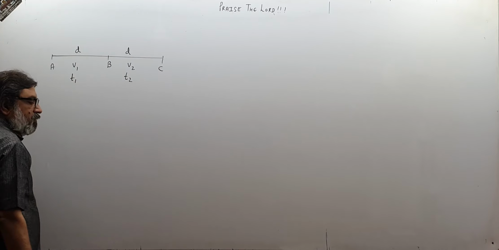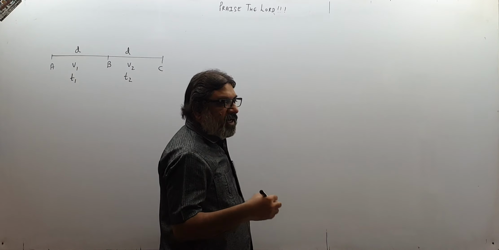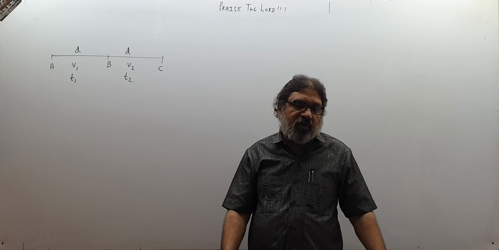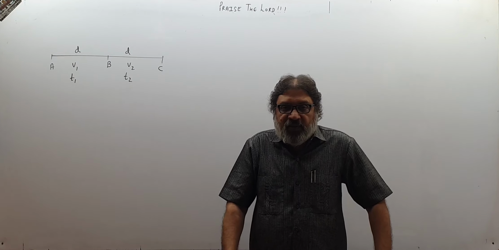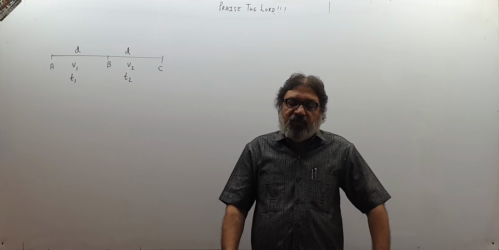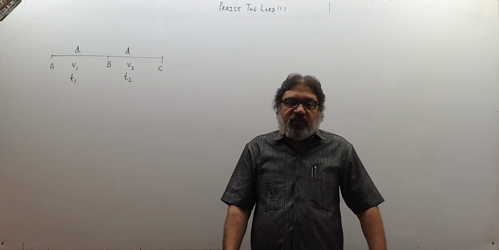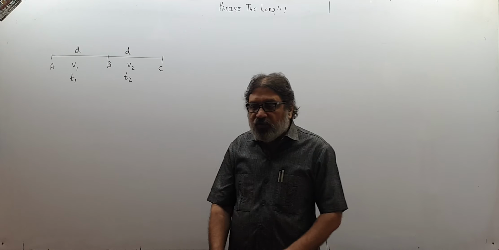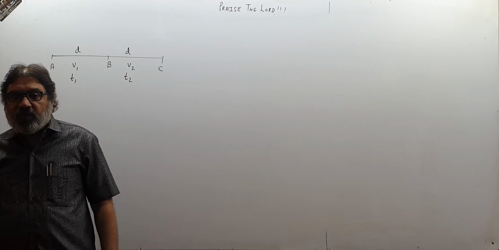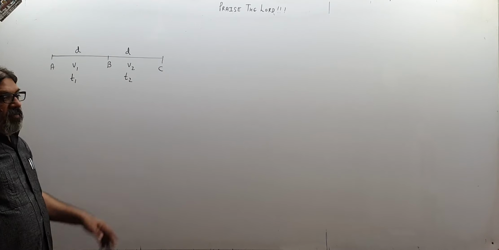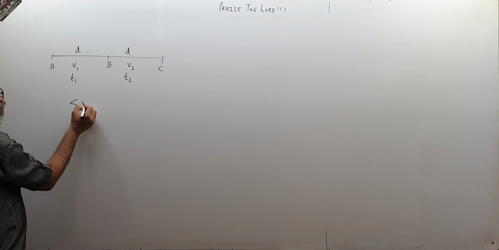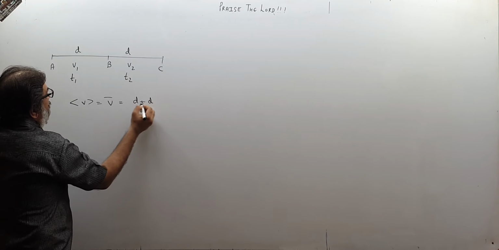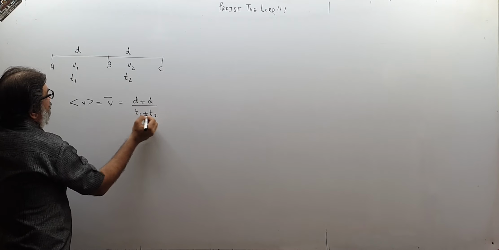We think like this. I want the average speed for the entire journey. So the formula for average speed will be total distance upon total time. That is the basic definition. Whenever you want to find average speed for the entire journey or for a certain portion of the journey, find out total distance and divide by total time. So total distance here is D plus D, 2D, and total time is T1 plus T2. So average speed, or V bar, any one symbol, is total distance D plus D upon T1 plus T2. This is the formula.